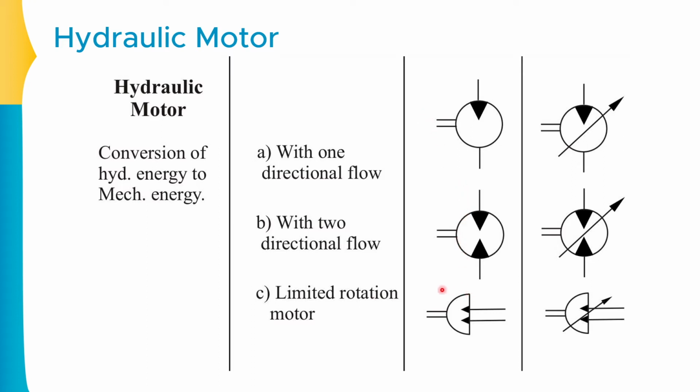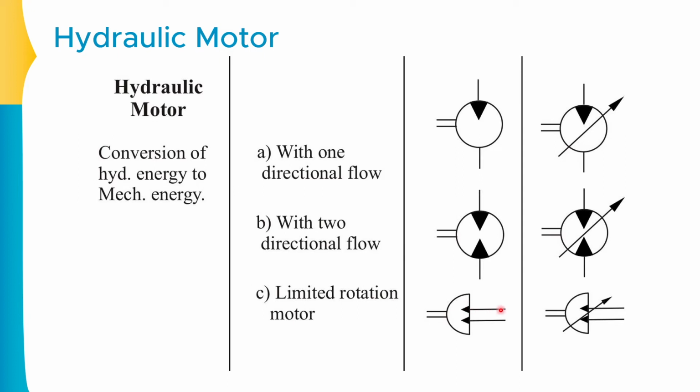Now let us understand the last one. As I told you, whenever you see the semicircular part, the semicircular part is what? The limited rotation actuator, okay. So these hydraulic motors are one kind of actuator, they are the rotary actuators, okay. So this is a limited rotation actuator.